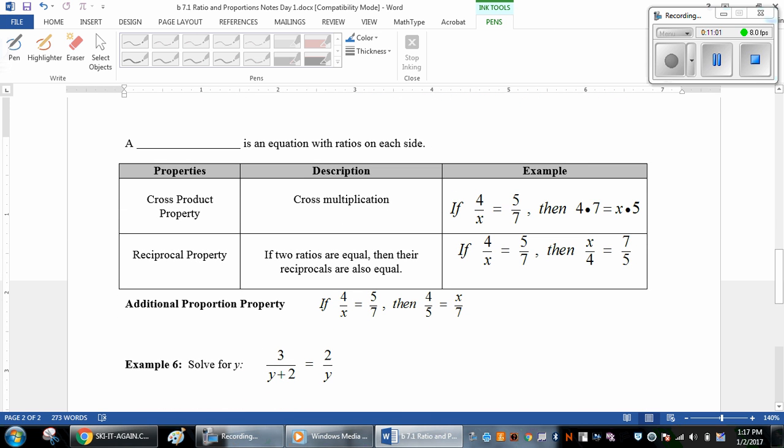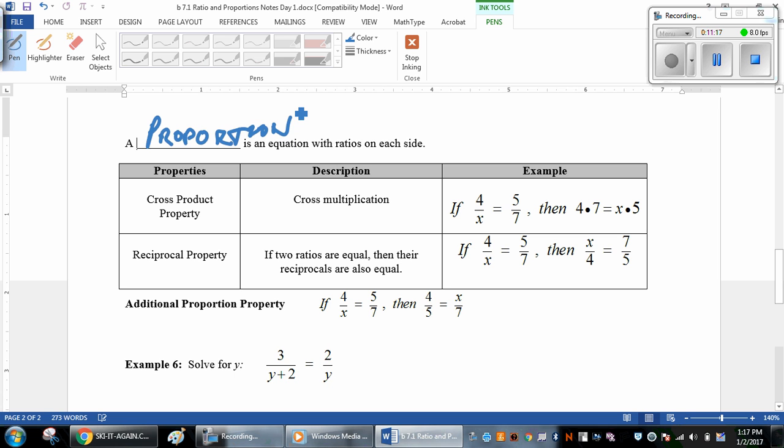All right, we have another definition up here. Proportion. This is really important. Proportion is an equation with ratios on both sides. So when we take two ratios, we set them equal to each other. That is a proportion, and this is going to be really important when we're dealing with similar figures.